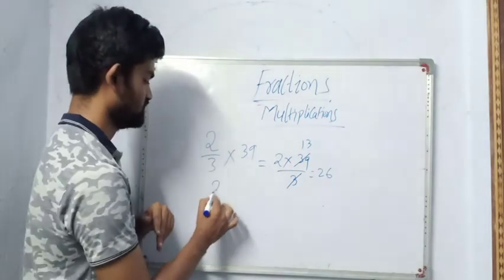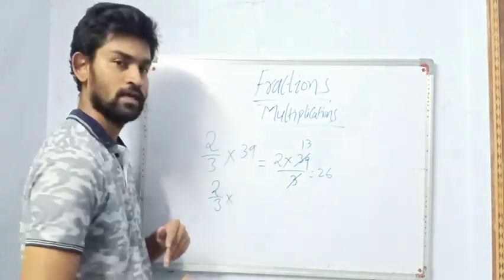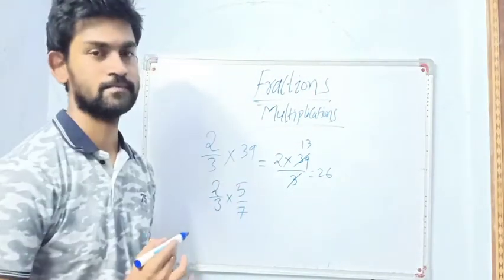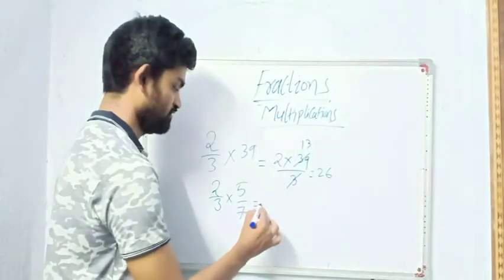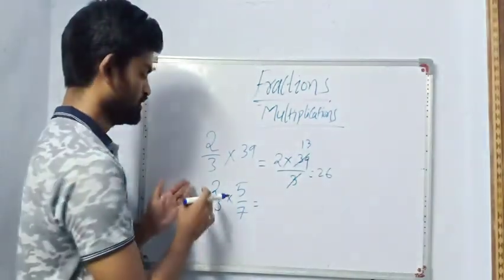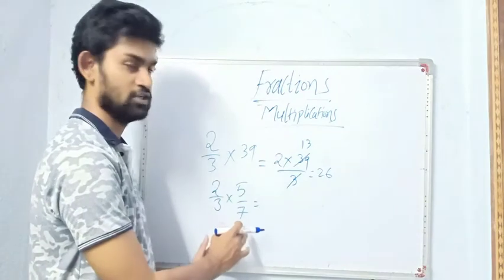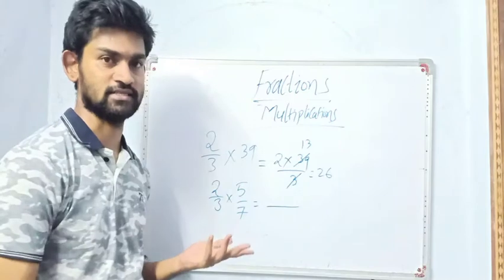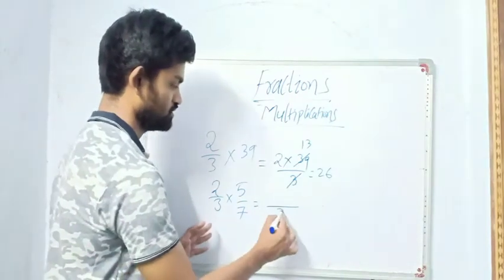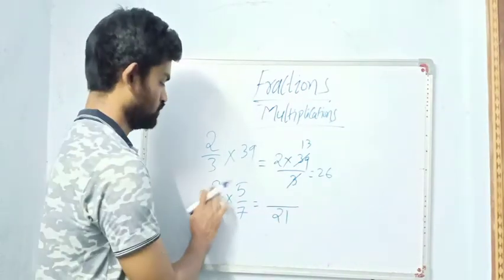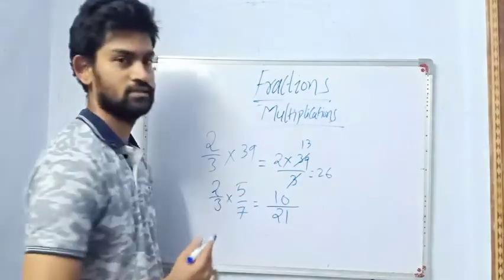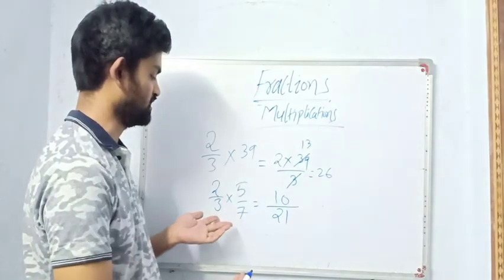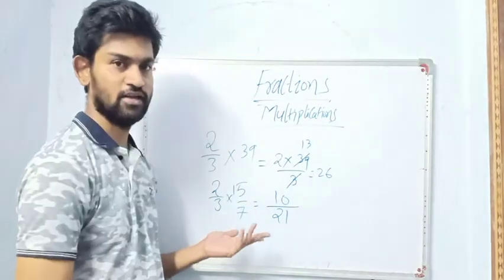Next we'll see the same fraction I am taking into 5 by 7. 2 by 3 into 5 by 7. When we are multiplying, we have to multiply numerator with numerator and denominator with denominator. If any common factors are there, you can cancel. So 3 7s are how much? 21. 2 5s are 10. Okay. So if any other numbers here, 3 is there, if you got 15 here, you can just cancel.